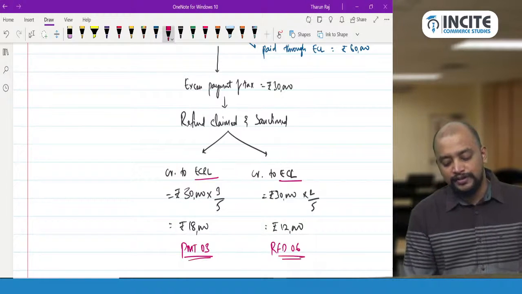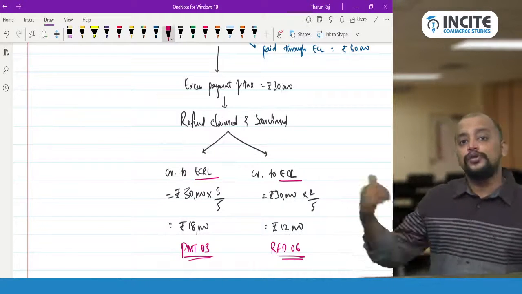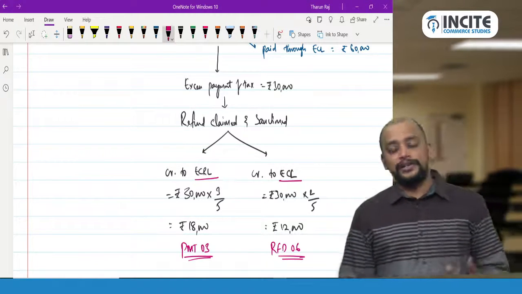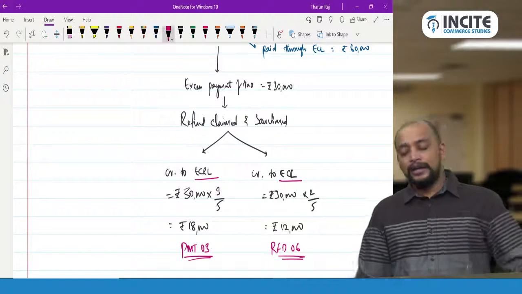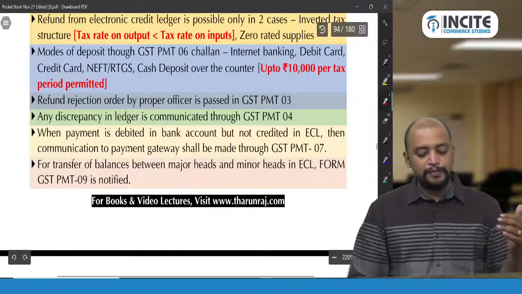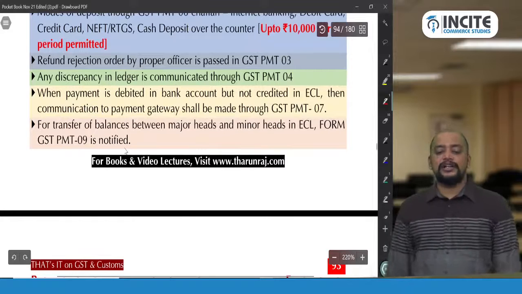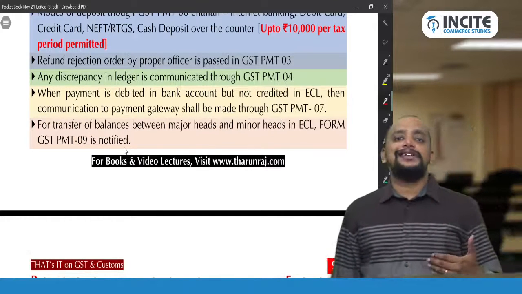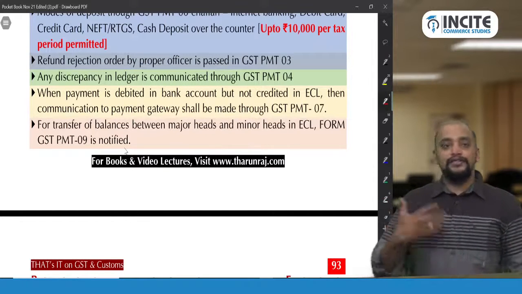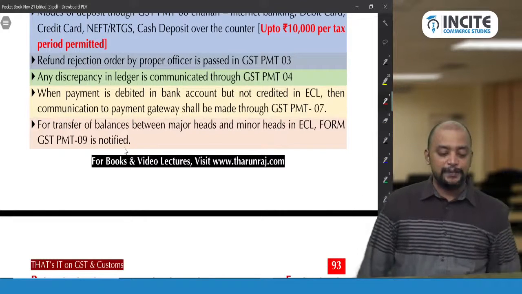So this is the order form. PMT3 is for the order of credit on account of refund to the source account, that is the credit ledger, and RFD6 is for refund to the electronic cash ledger, that is cash in bank, the 12,000 rupees. So this is how there is refund to the source account, for the purpose of PMT3. Any discrepancy in the ledger is communicated through PMT4. Suppose some balance was not correct, that information we give to the portal in PMT4. PMT4 is communication of discrepancy.